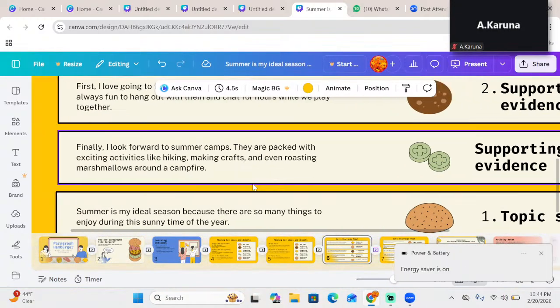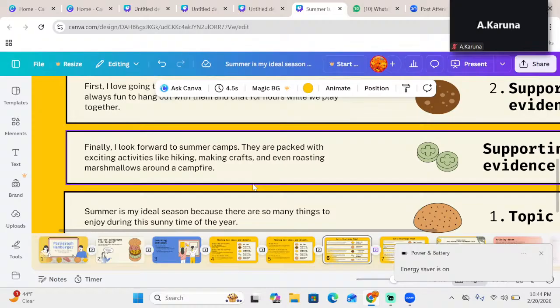This says, finally, I look forward to summer camps. They are packed with exciting activities like hiking, making crafts, and even roasting marshmallows around a campfire. Again, this also looks like a supporting evidence to me because it's a specific reason why he likes summer. So the specific reason here is that he likes summer camps. He likes to look forward to summer camps. He does fun stuff like hiking. And so this is too specific to be an intro or a conclusion. So it is going to be a supporting evidence.